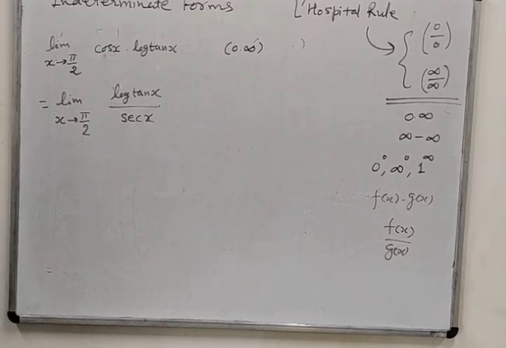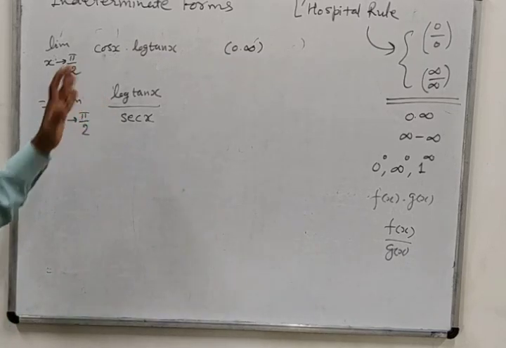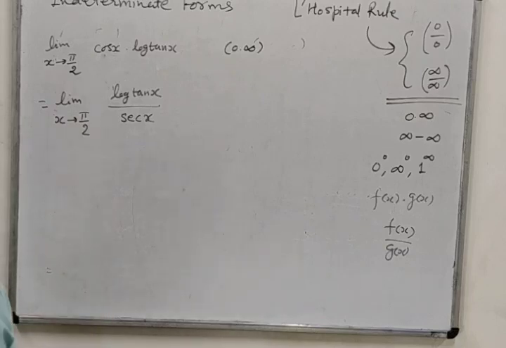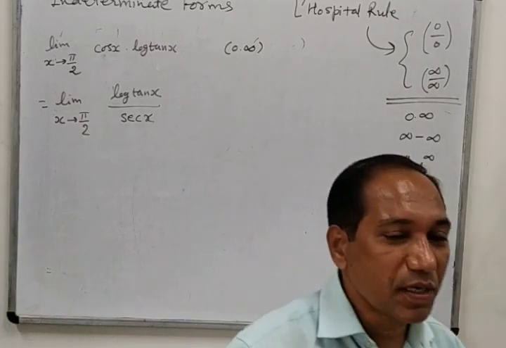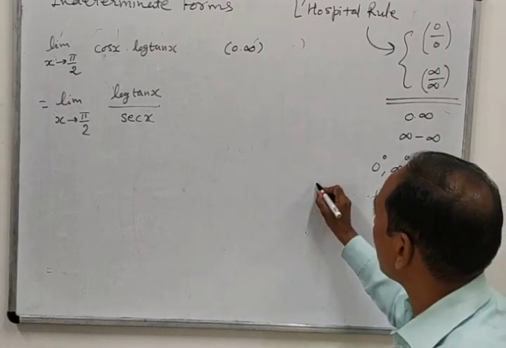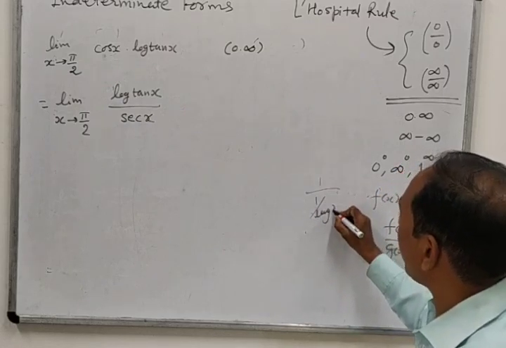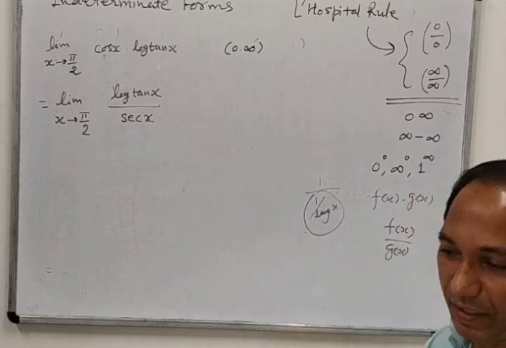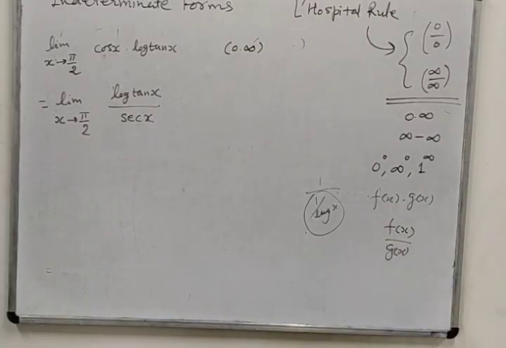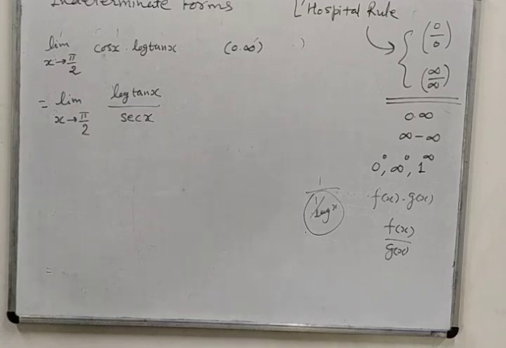I prefer to keep the log function in numerator always. As far as possible, don't take the log function in denominator, because then we will have to write it in the form 1 upon log of x, and its derivative will become very complicated. So you keep the log function in numerator and the other function in denominator. So it is in the form of f(x) upon g(x).